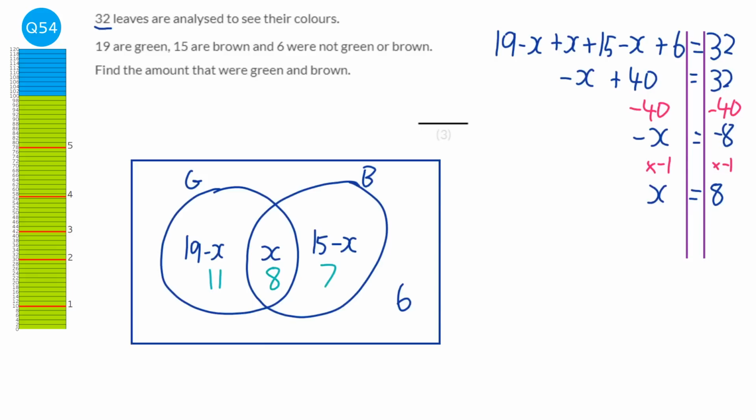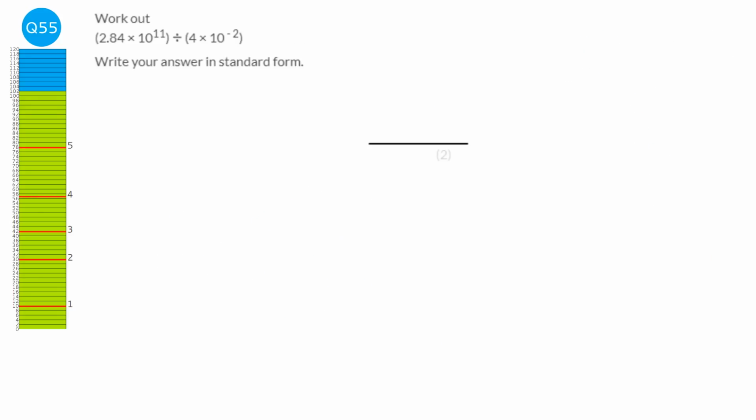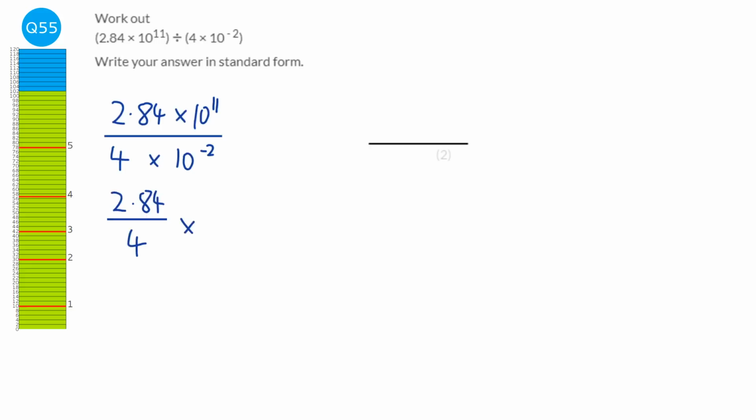So find the amount that were green and brown. We know it's going to be 8. So we can write this as a fraction. So it would be 2.84 times 10 to the power of 11 over 4 times 10 to the power of -2. What we can do is split this up into two fractions. So 2.84 over 4 times 10 to the power 11 over 10 to the power of -2.